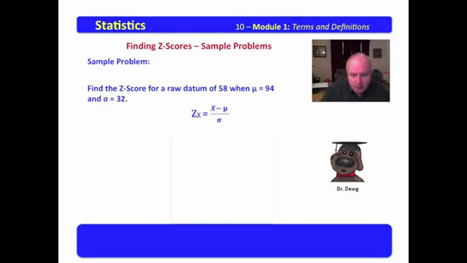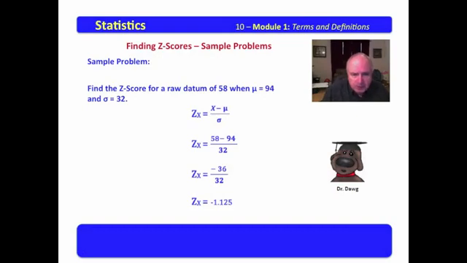This would be our formula, and then we would plug into the formula the values that we know from the problem. We know that x is 58, and we know that our mu is 94, and sigma is 32. We would plug that in, then we would solve the numerator first. 58 minus 94 is negative 36. Now we would divide, and lo and behold, we have a z-score equals negative 1.125.